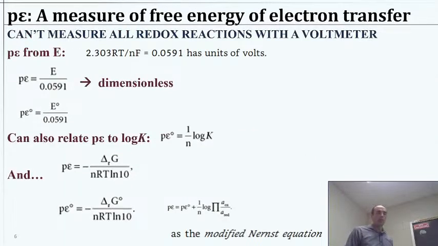Okay, so moving on a little bit, we're going to talk about this pE. I'm just going to call it that. It's basically like pH, except p for the reduction potential, E. And this is essentially a measure of the free energy of electron transfer.